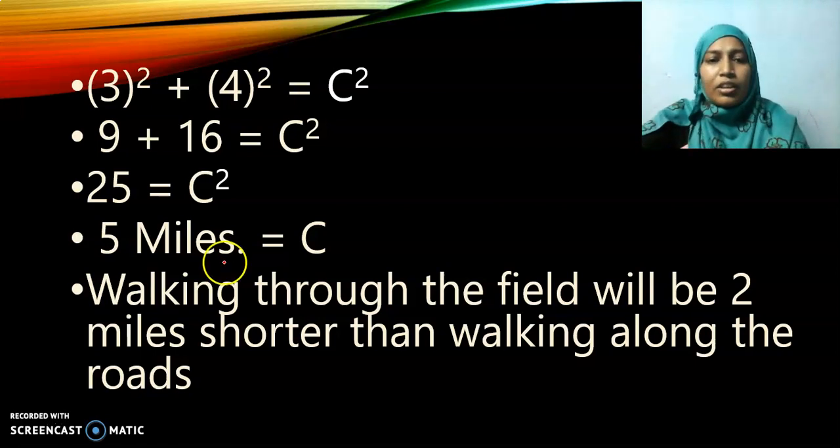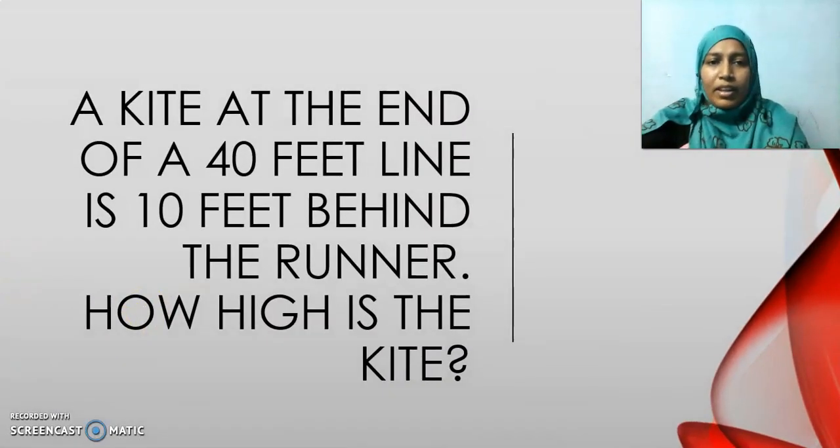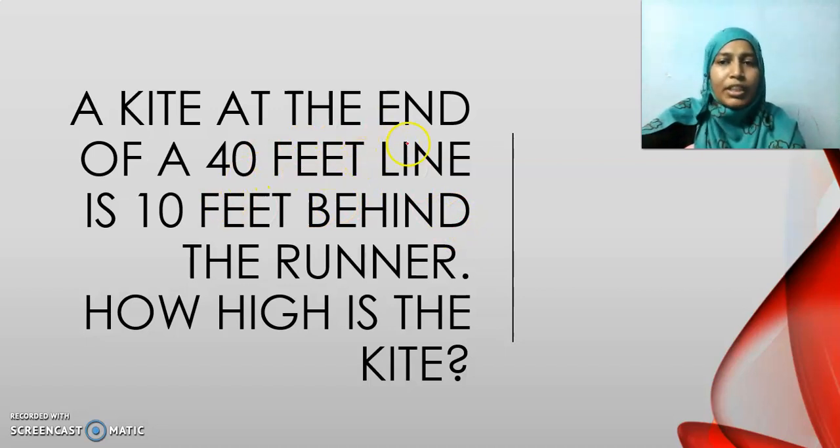Is it clear? Okay, children. Here it is. And for these questions, I am just going to give only the diagrams for you. You are going to find the answer. Is it clear? Okay. I will not work out and I will not give you the solution now. You have to work it out.